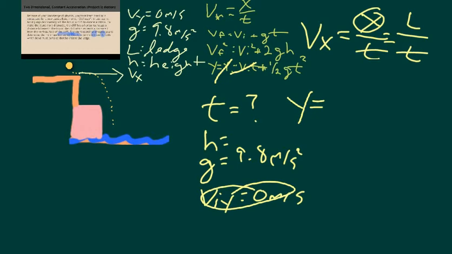So really we have y equals 1/2 g t squared. And so you can see we have most of these variables. We have y, that's what we're calling height, so we'll change that. 1/2 is a constant, g is a constant, and t is what we're looking for. So we can rearrange this formula to solve for t.